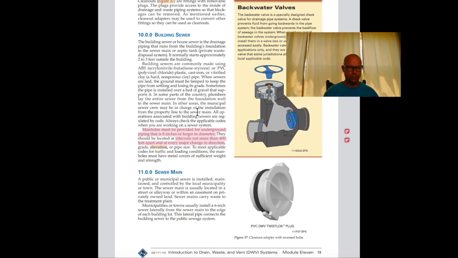And then once the building sewer gets out into the city drainage system, the city sewer, there's got to be manholes at intervals that cannot be more than 400 feet apart. Three different rules of thumb here: not more than 400 feet apart, and at every major change of direction. And I always like to put this in here because you can separate major change of direction into just one change of direction or a combination.